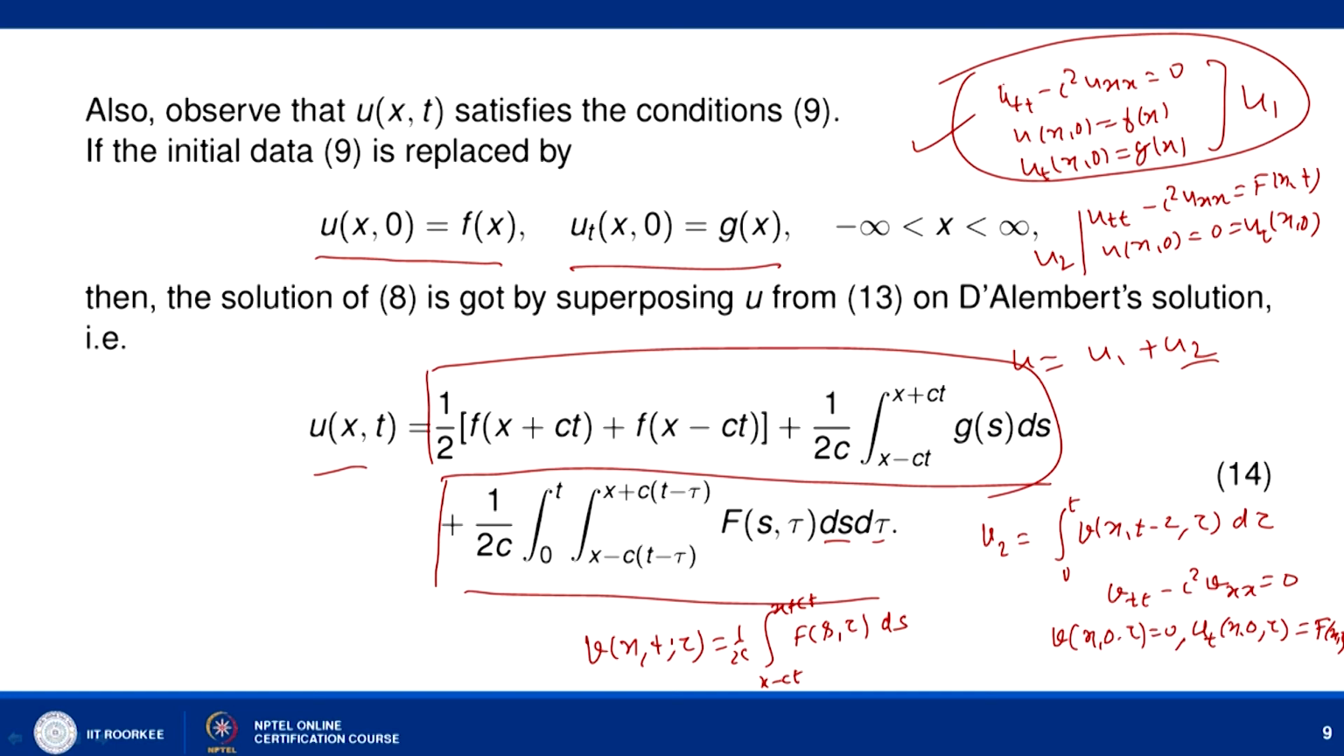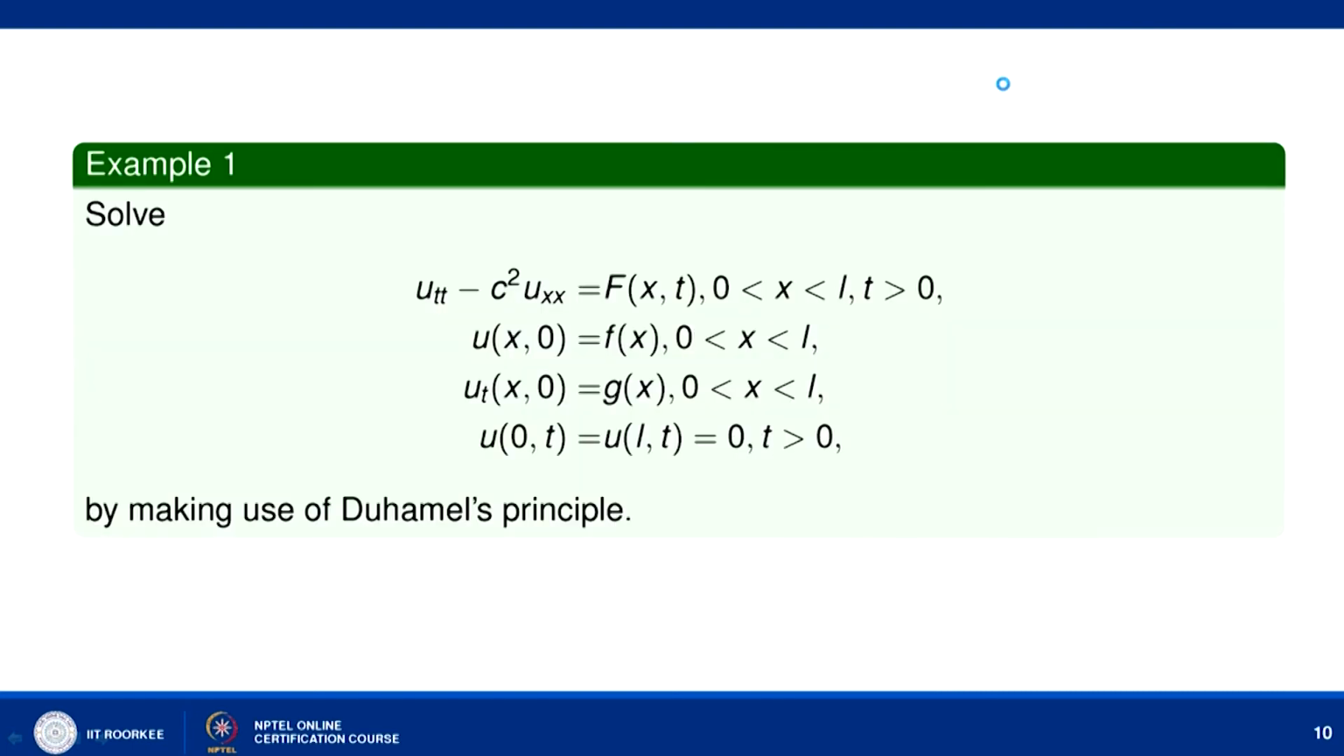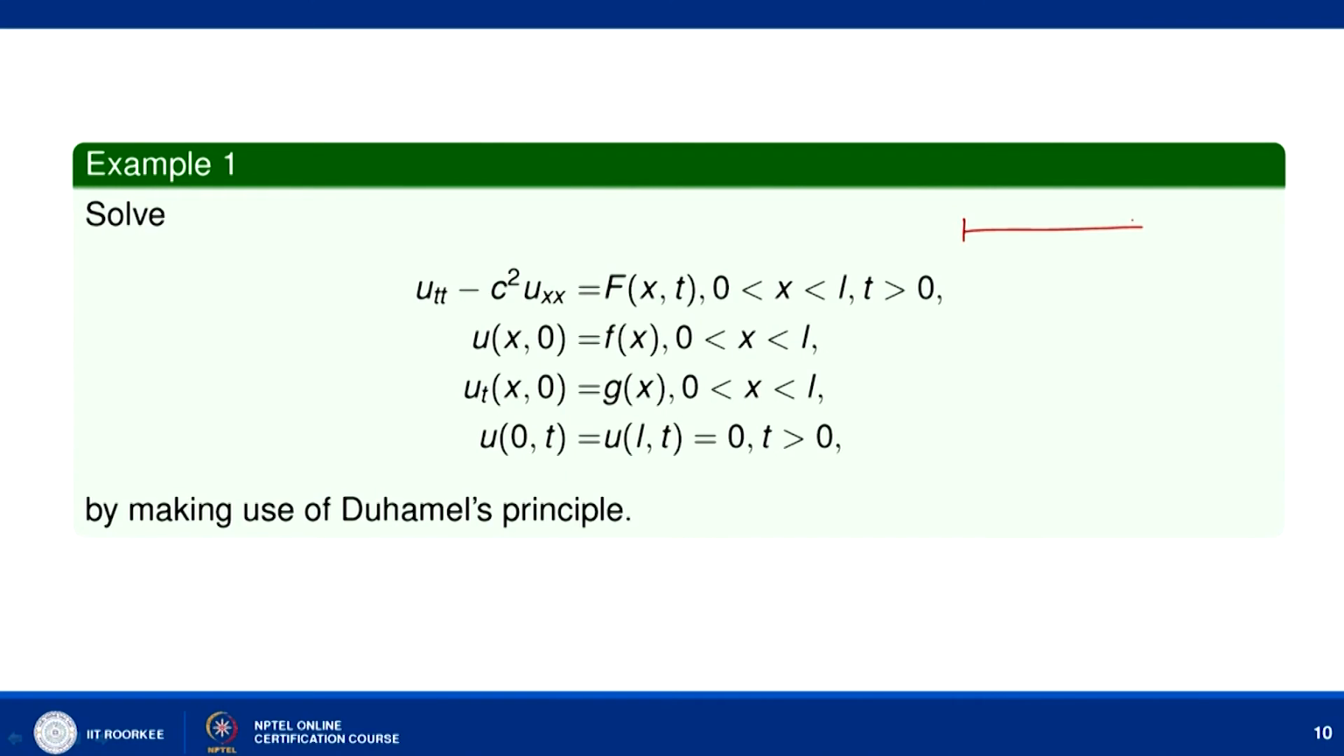with non-homogeneous initial condition. Now, we will move to the next problem, that is solving the wave equation, but this time it is a finite domain problem, that is we are looking at a finite string problem where one end is fixed at x equal to 0, another end is fixed at x equal to L. So, here we have the problem u_tt minus c square u_xx equal to f(x, t), where x is lying between 0 to L, t is greater than 0, u(x, 0) equal to f(x), u_t(x, 0) equal to g(x), u(0, t) equal to 0 and u(L, t) equal to 0.